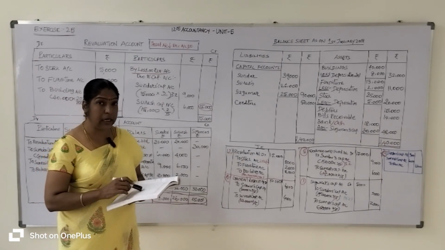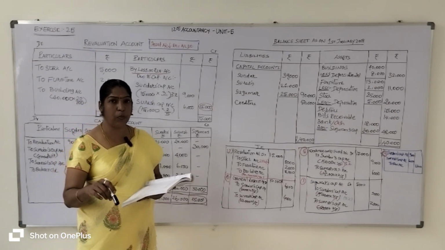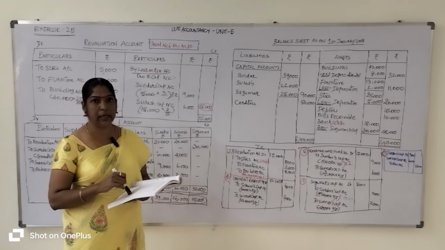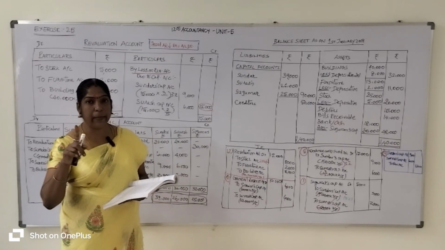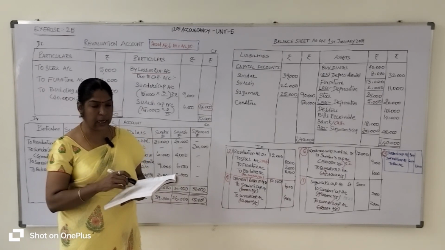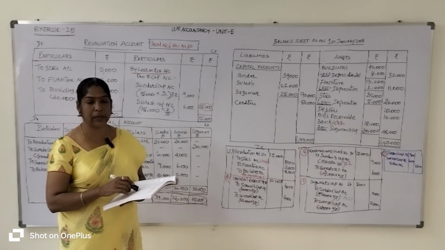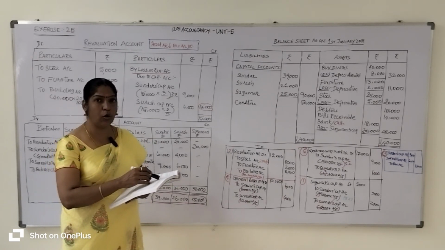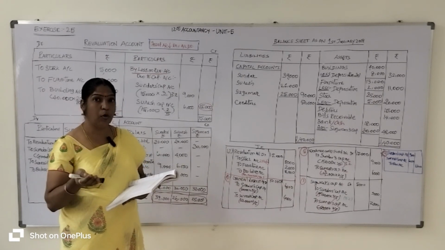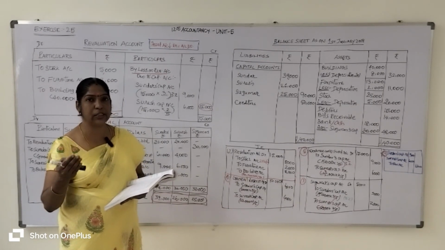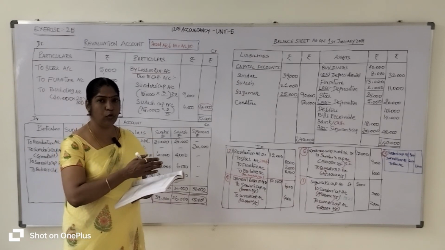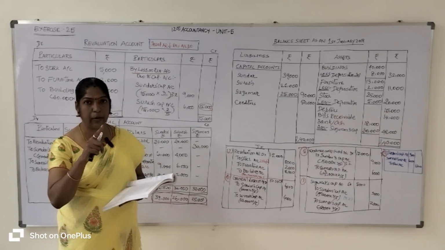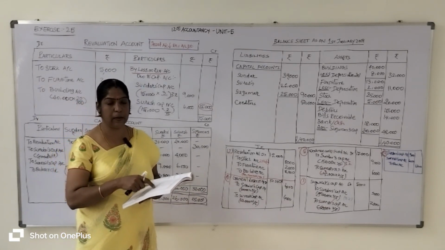They didn't mention which old partner sacrificed their share of profit for the new partner. If they didn't mention the sacrificing partners' names, we have to assume both the old partners, Sundar and Suresh, sacrifice their share of profit in favor of the new partner only. New partner Sukumar will get 1/4 share of profit. This is the important point.